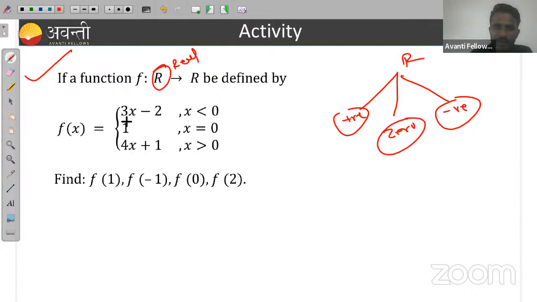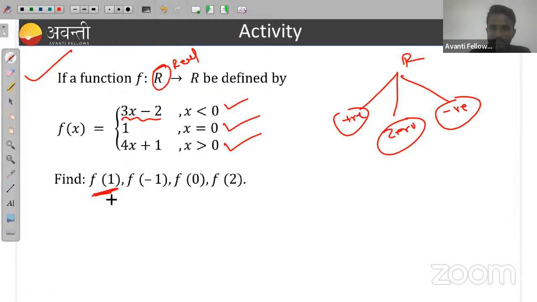For a negative number, the output is 3x minus 2. You understood, right? X less than 0 means for negative input, the output of the function is 3x minus 2. If you put 0, you will end up with 1. And if you put any positive number, you will end up with 4x plus 1. So according to that, we have to find f of 1.